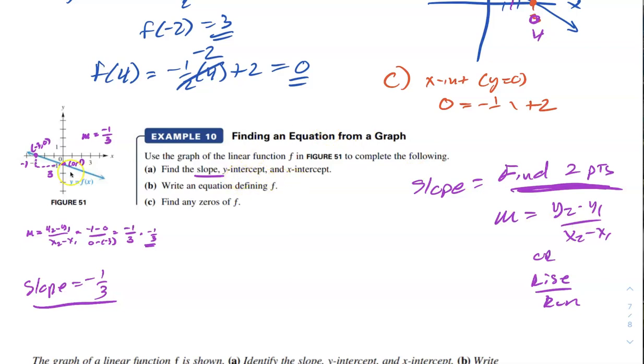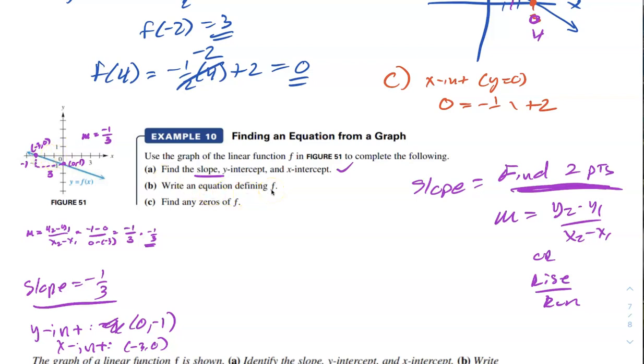The y-intercept, I can look at the graph. The y-intercept is -1. Where does it cross the y? It crosses at -1. For the x-intercept, same idea. Look at the graph. Where does it cross the x? Right there at (-3, 0). So done.